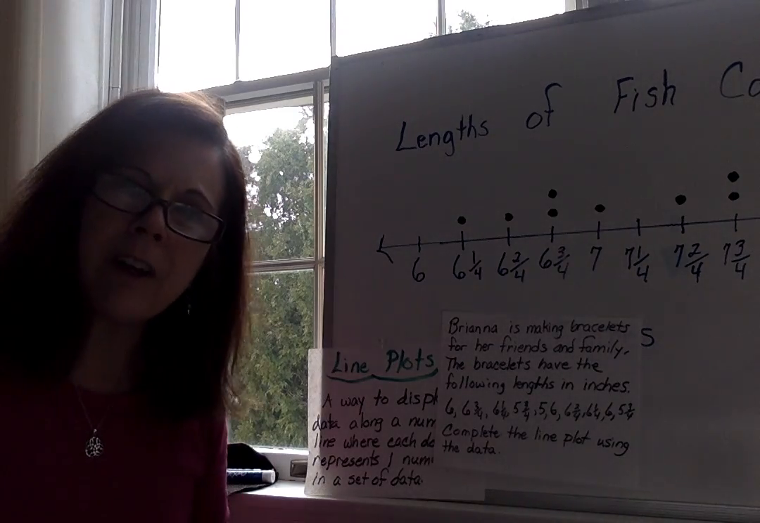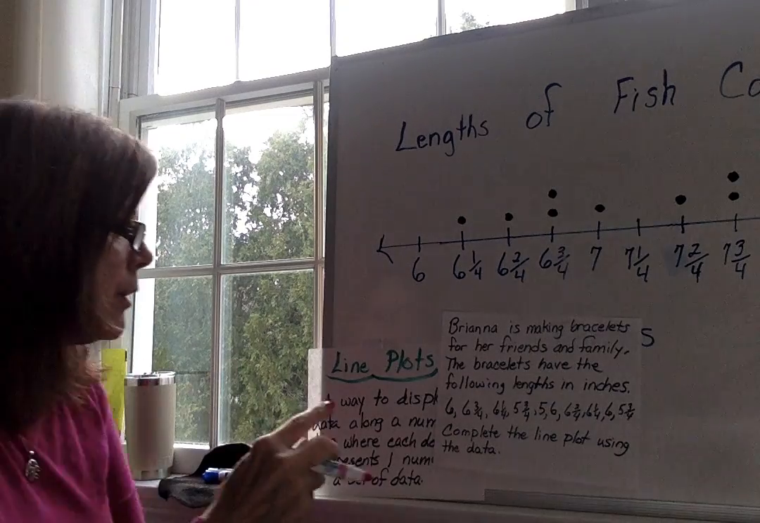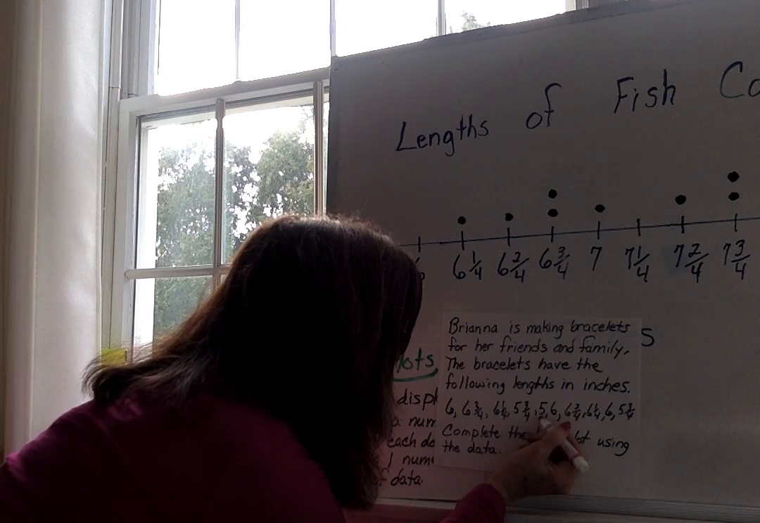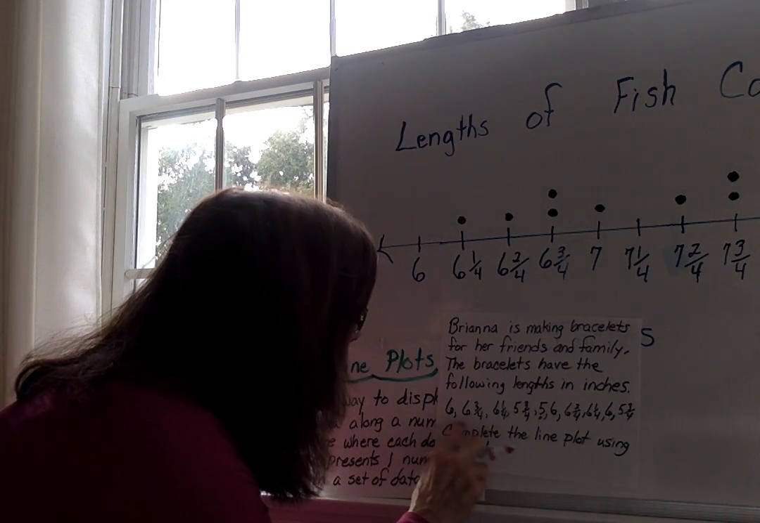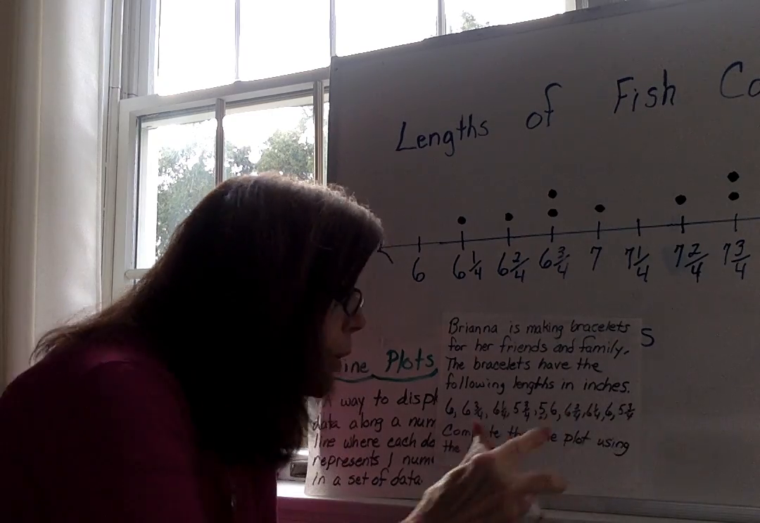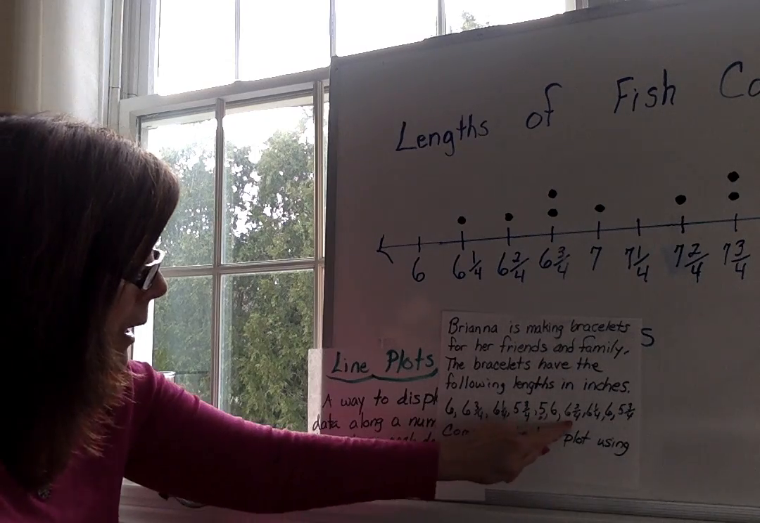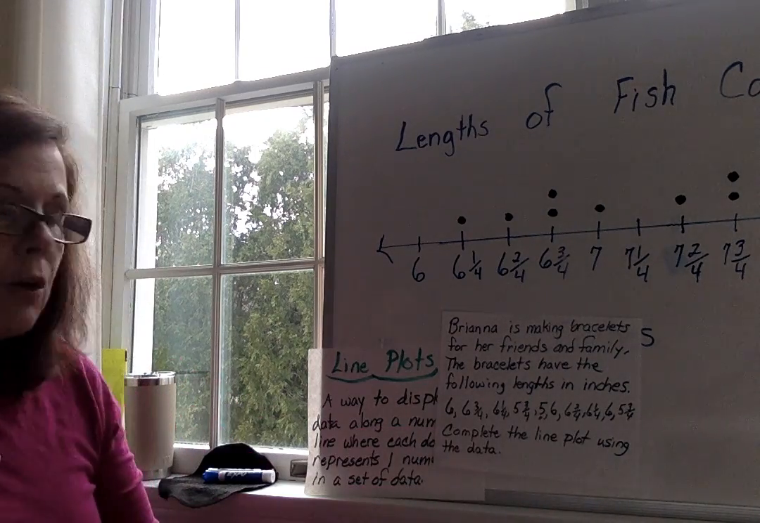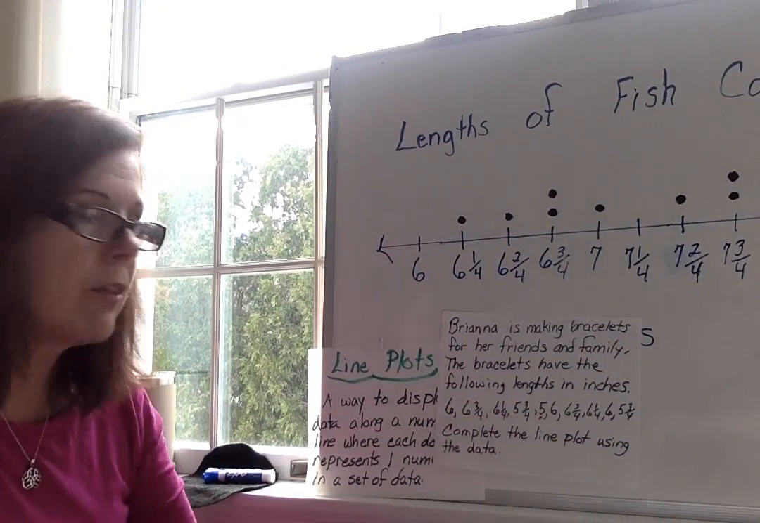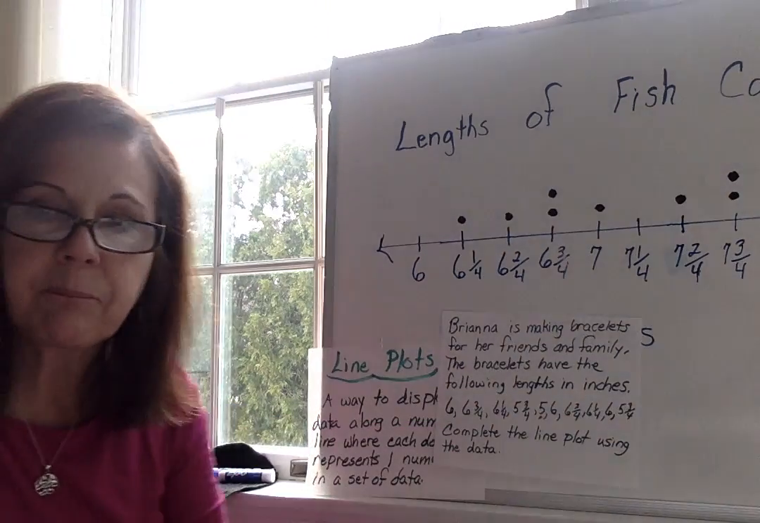So once again, what are we going to count by? Well, we're going to start with the lowest number. 5 is the lowest number, and it goes up into 6s, so we're going to start with 5 and end with 7, and it looks like they're all counting by fourths. So we start with 5, count by fourths, and we have to keep going because there's a 6 3/4, so we're going to go up to 7.